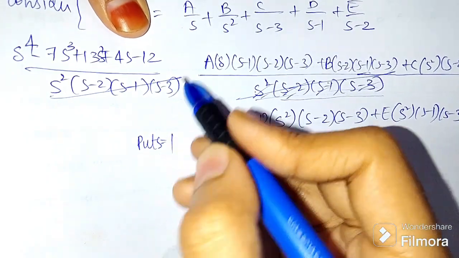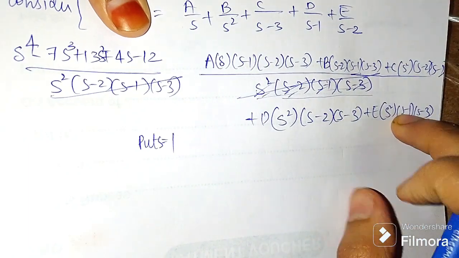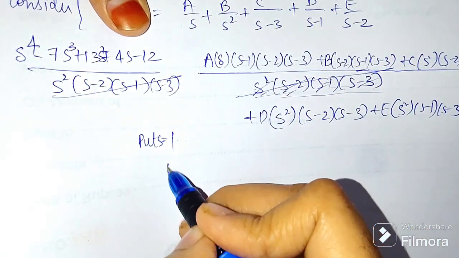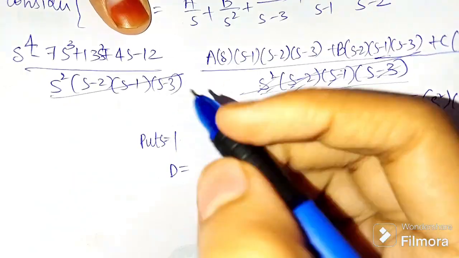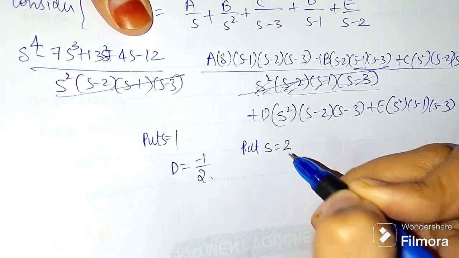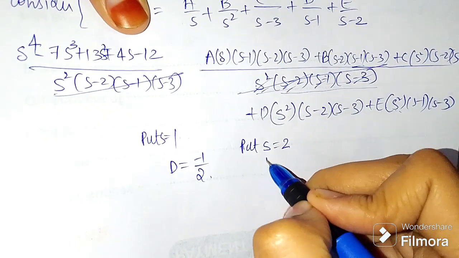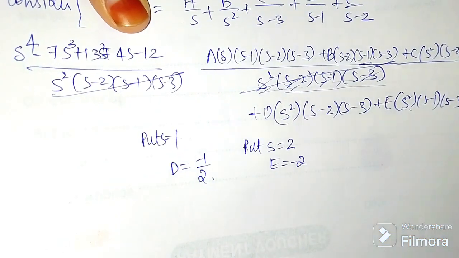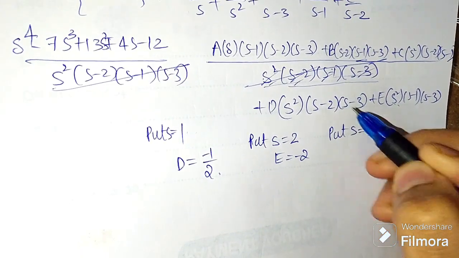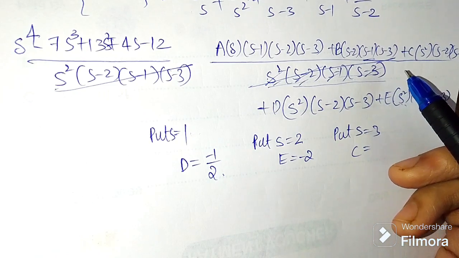1. Okay, this is gone, this is gone, this is gone, this is gone. So we'll get the d value if you put s is equal to 1. So you will get d value is equal to minus 1 by 2. Next put s is equal to 2. Everything is gone except e. So here you will get e value as minus 2. Next put s is 3. Gone, gone, gone. So you'll get c value, which is 1 by 2.